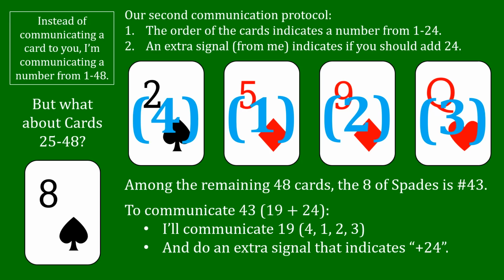To communicate 19, I need to order the cards as 4, 1, 2, 3. This means I put the largest card first, and that's the 2 of Spades. The remaining cards just go in increasing order 1, 2, 3.